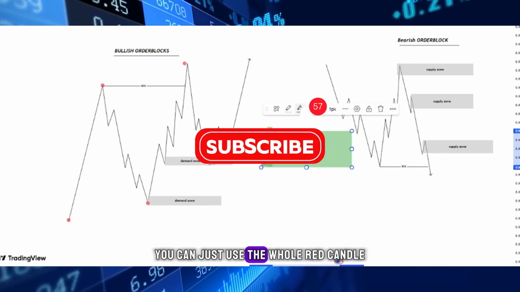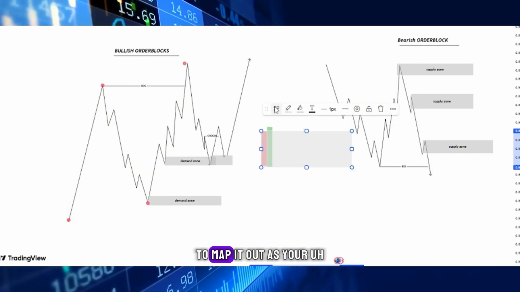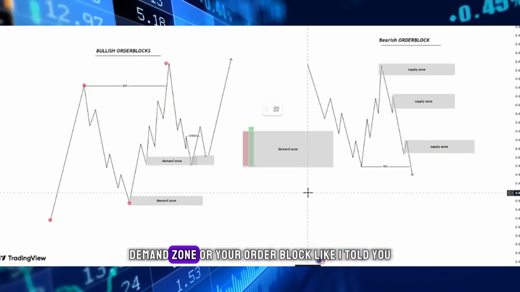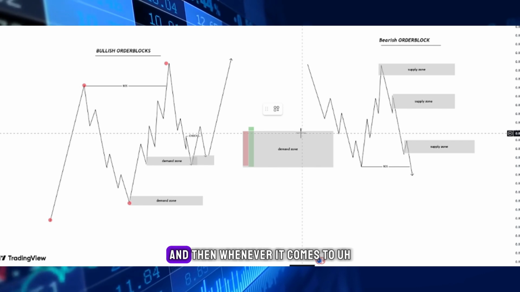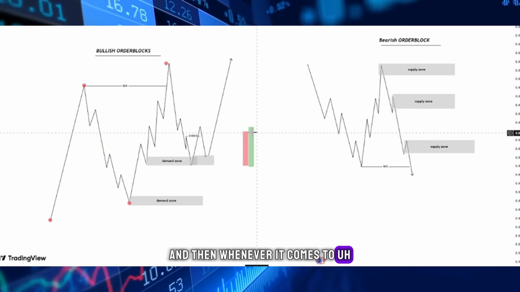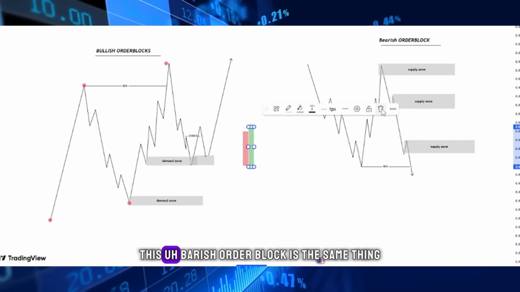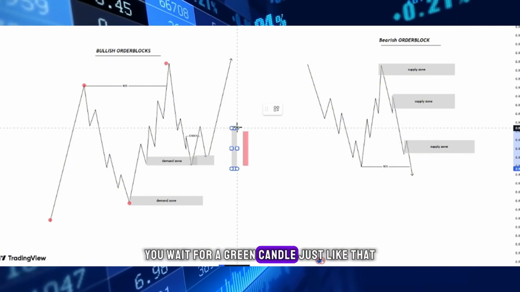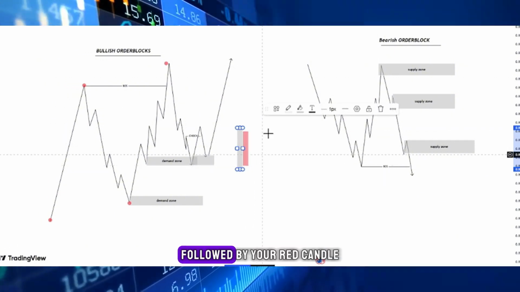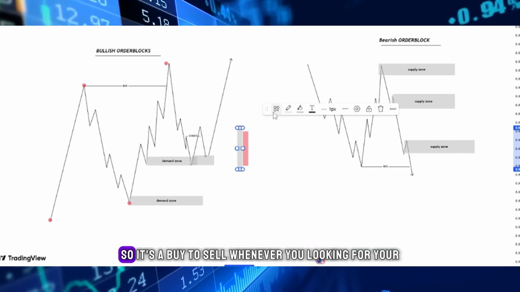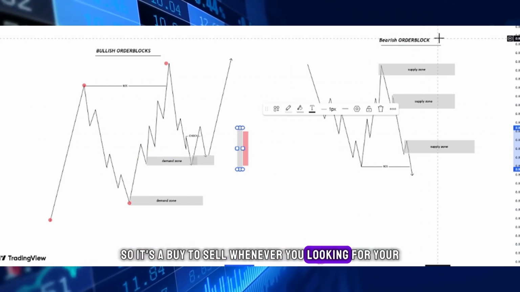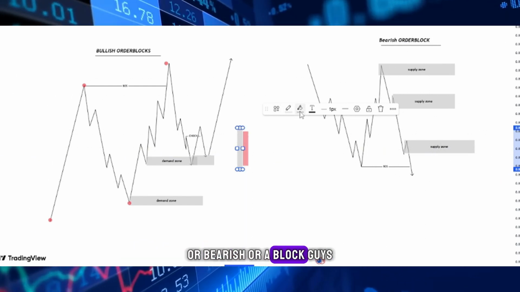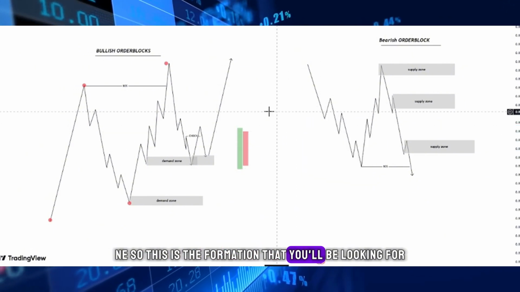You can just use the whole red candle to map it out as your demand zone or your order block, like I told you. And then whenever it comes to this area here, this bearish order block, it's the same thing. You wait for a green candle, just like that, followed by your red candle. So it's a buy to sell whenever you're looking for your bearish order block, guys. So this is the formation that you'll be looking for.